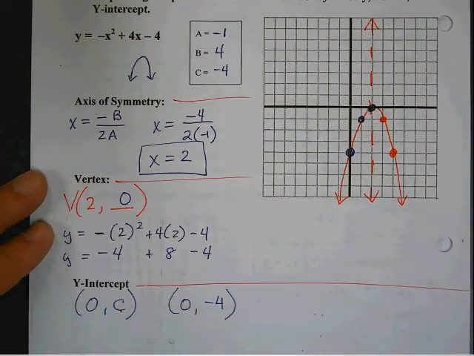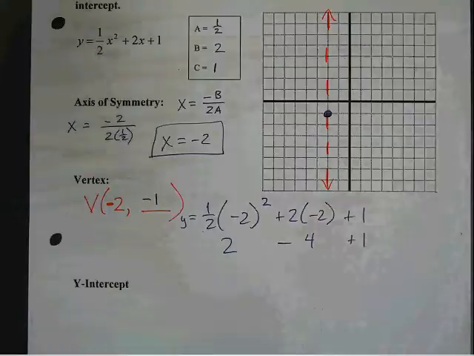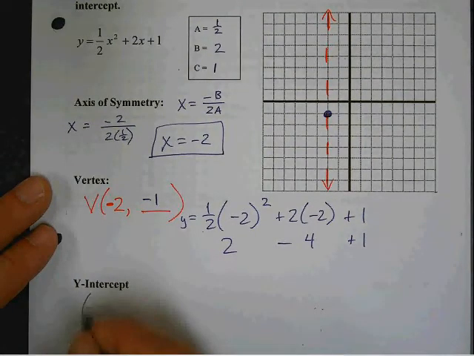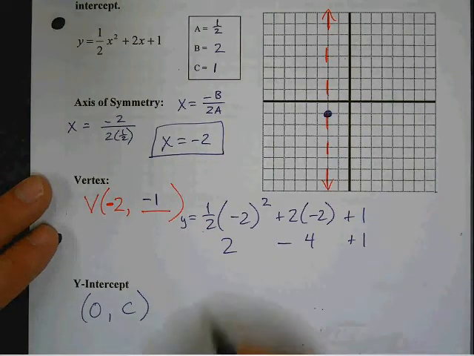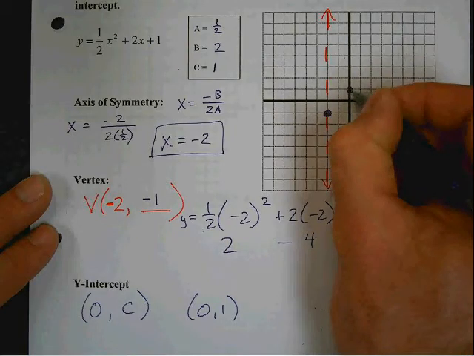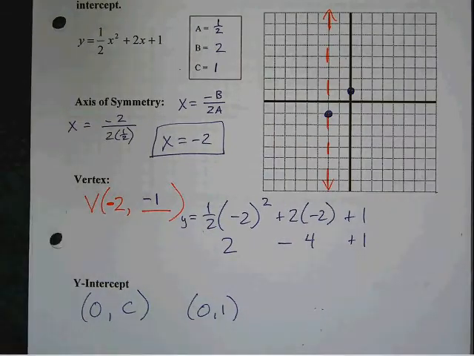Okay? You got it. All right. Y-intercept: 0, comma C. 1. 0, comma 1. All right, everybody flip that. Flip over, put your dot on.